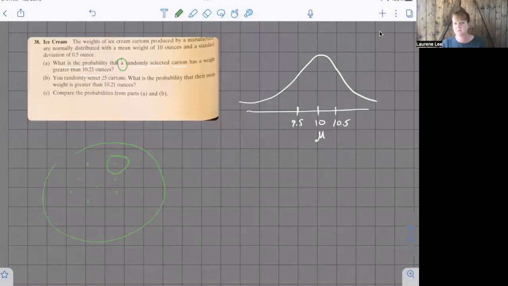And that's how you know it's a 5-2 problem. We have not done anything with sample means. We're just looking at a specific thing, a specific person. It's always one of them. Okay, so let's go through this by way of review. I want to know what's the probability that a randomly selected carton is greater than 10.21. So 10.21 is right here, let's say, and greater than is to the right. So I'm going to go on my calculator.